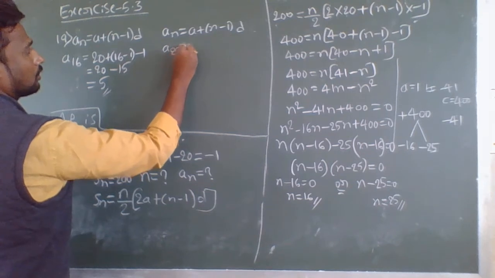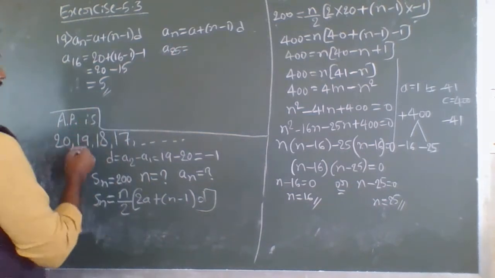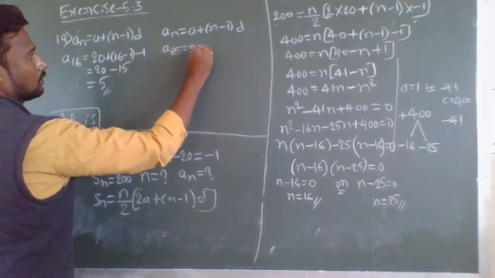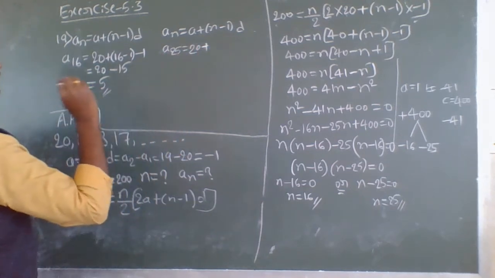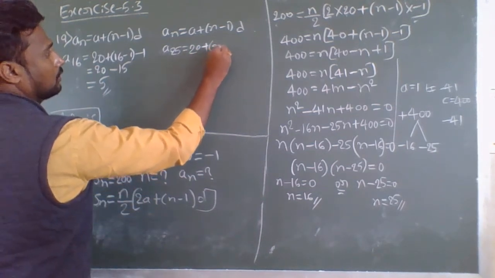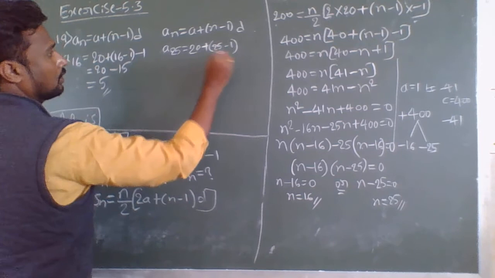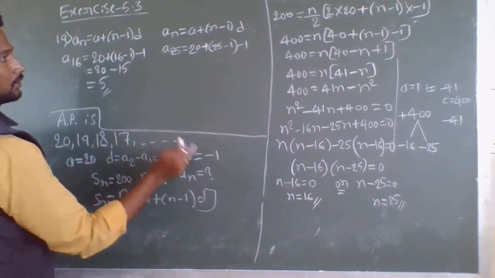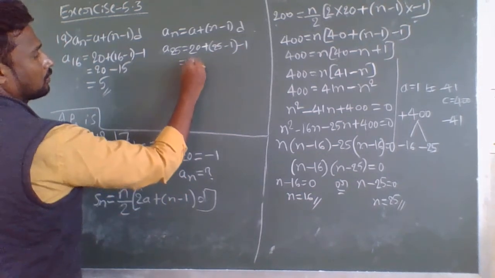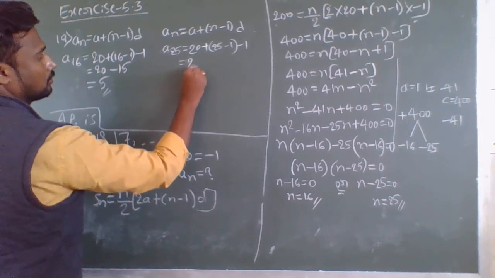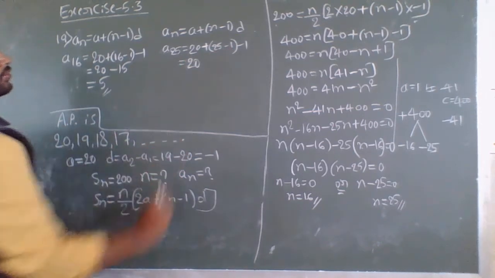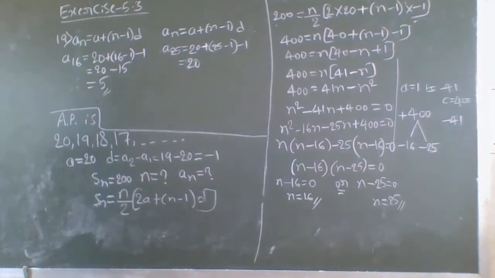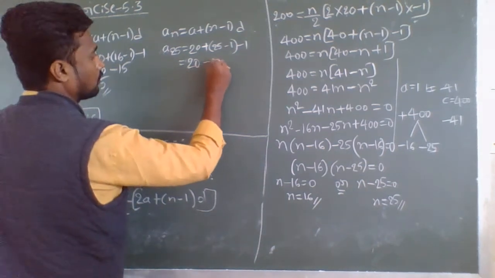Where n value is 25. So here a value is 20 plus n value is 25, 25 minus 1, and d value is minus 1. Now 20 plus, here, 25 minus 1 means 24. 24 into minus 1 means minus 24.